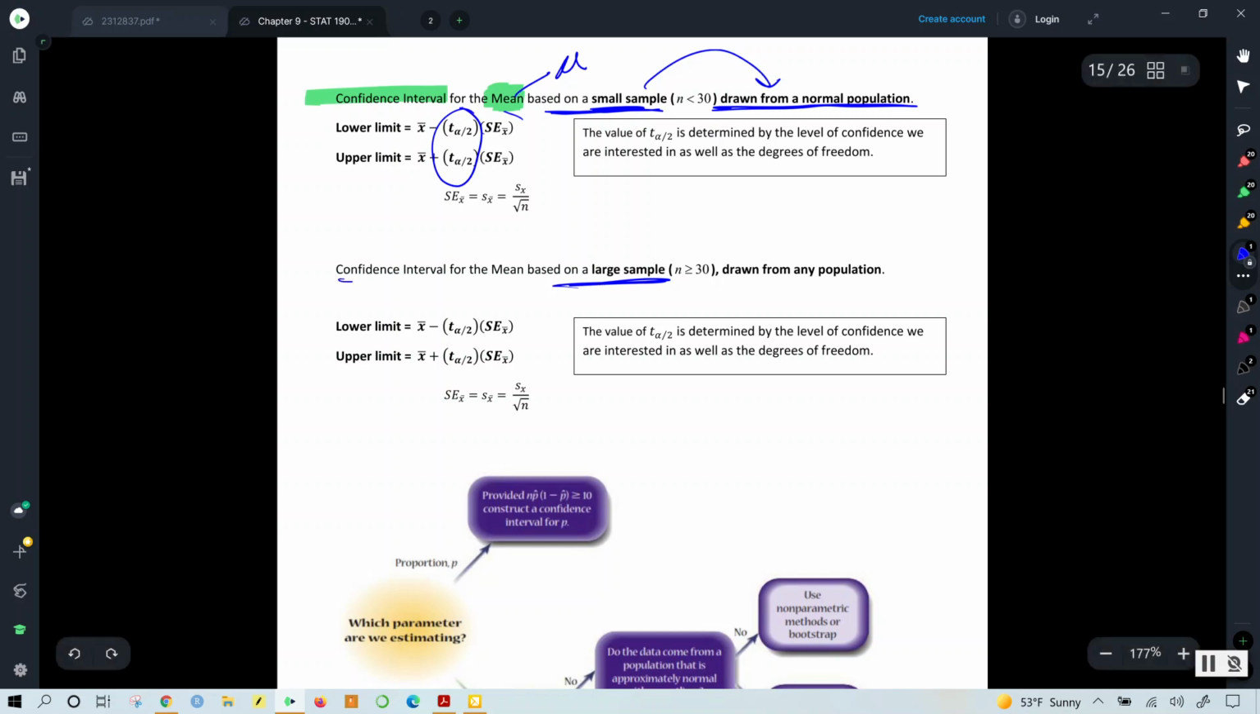However, if the confidence interval is for a population mean based on information coming from a large sample, then we don't care about whether it is from a normal population or not. And that is many thanks to the central limit theorem. We can still use the T distribution.